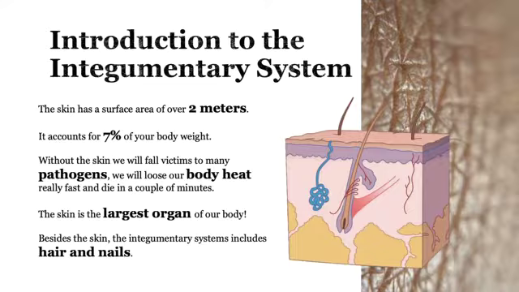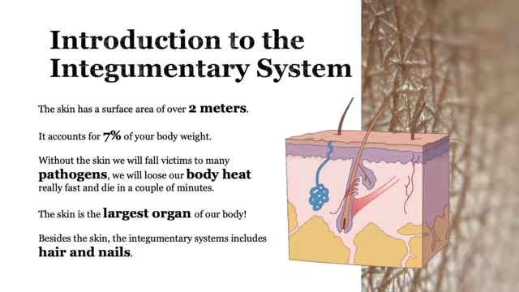The integumentary system's major organ is the skin. And there are some accessory organs that help the skin do its job, which are hair and nails, as well as some glands that have a function of secreting certain substances in our body.